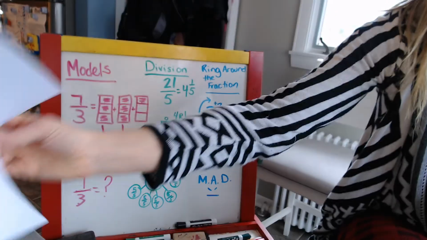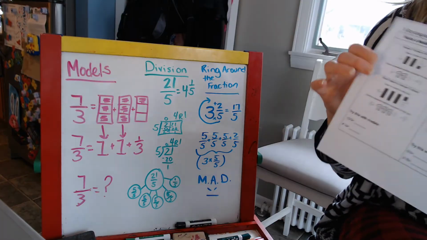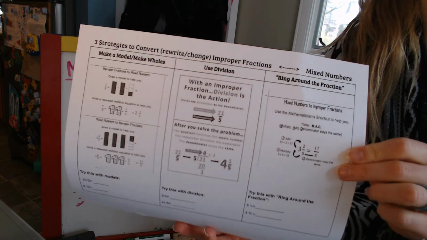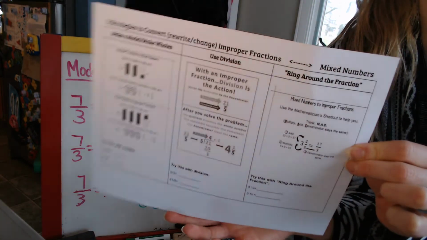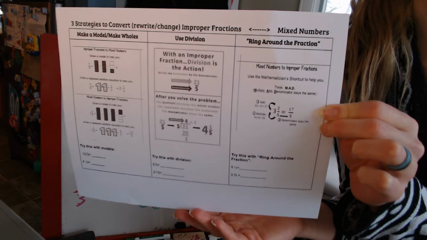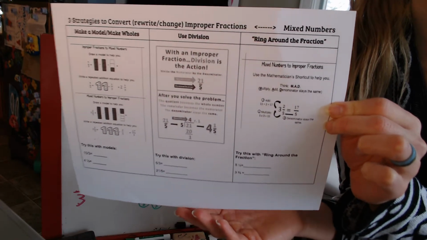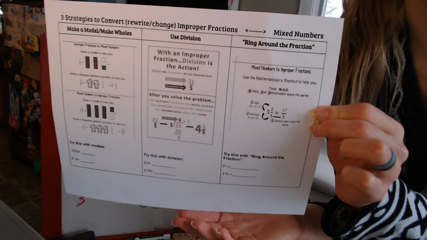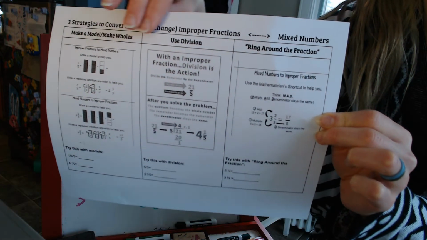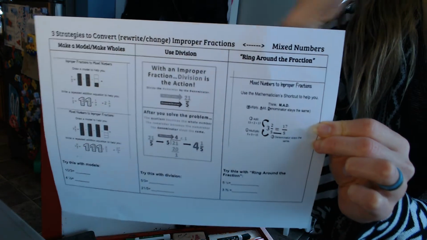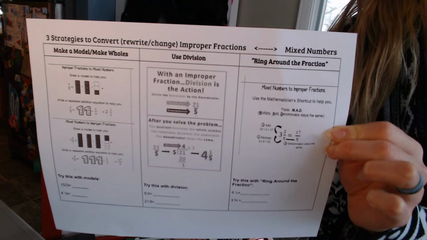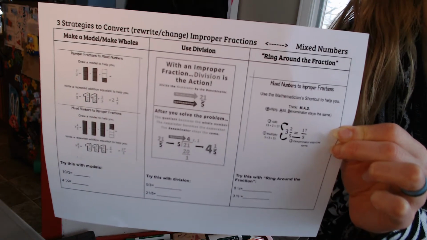So below this link for the video, you guys will have on your Google Doc a page that looks like this. This is something that you can print out if you have a printer at home, but it's in nicer color online. I printed it in black and white to save my colored ink. But basically, we're going to talk about these three strategies here for how to convert a mixed number to an improper or an improper to a mixed number. And you'll see that on your screen.